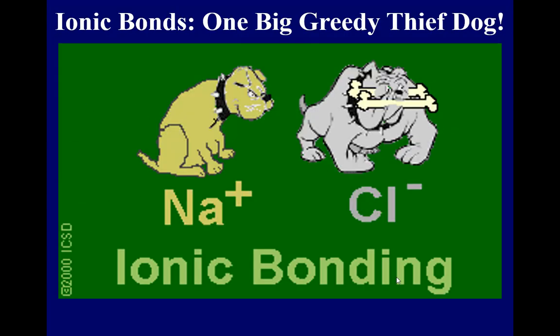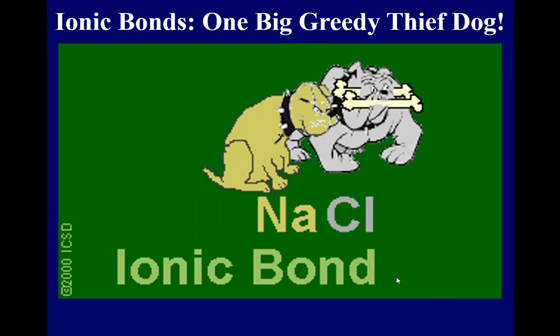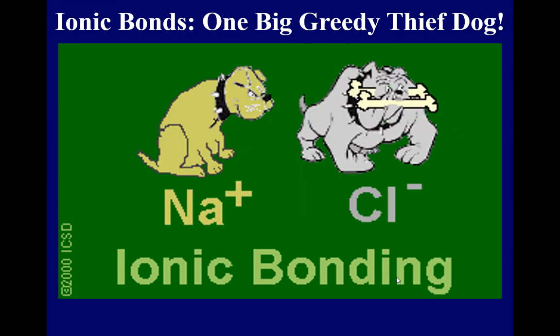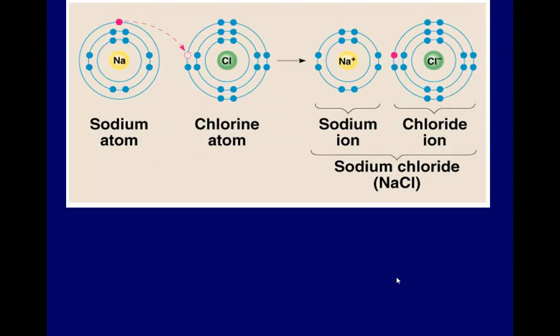Another example here is this one, no? One big greedy thief dog. Yeah. So, they attract each other. So, that's how ionic bonding works. Yan. So, this is another schematic diagram.